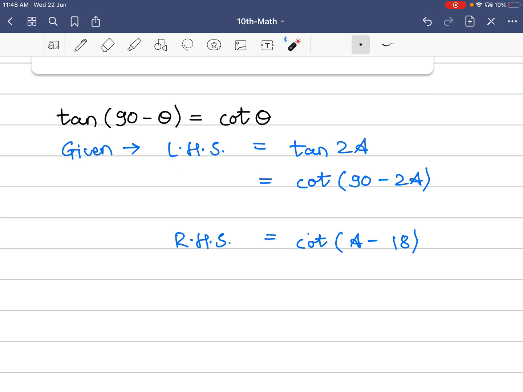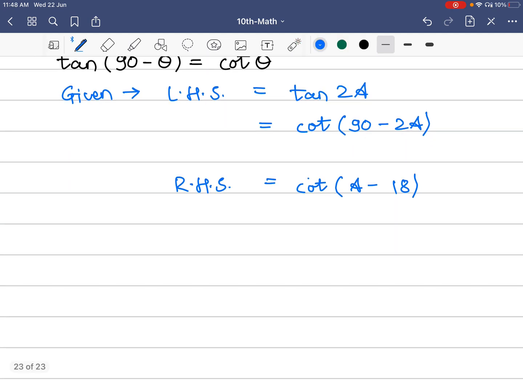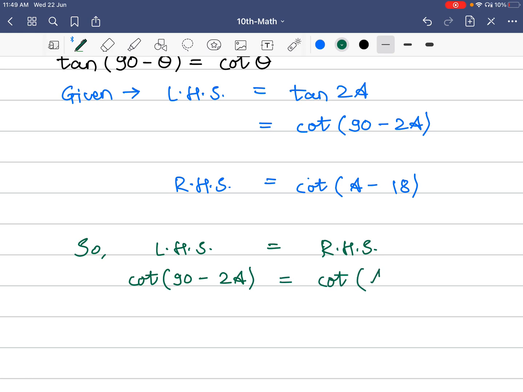So now we have left hand side in terms of cot, and we have right hand side also in terms of cot. So let's put them one beside the other. Left hand side is equal to right hand side, by the given equation. Now what is left hand side? Left hand side is cot of 90 minus 2a, and right hand side is equal to cot of a minus 18. So now we have both sides of the equation where cot and cot are equal to each other, which means the values of the angles should also be equal to each other.